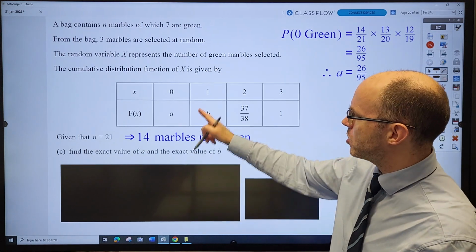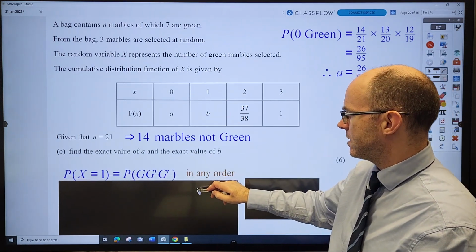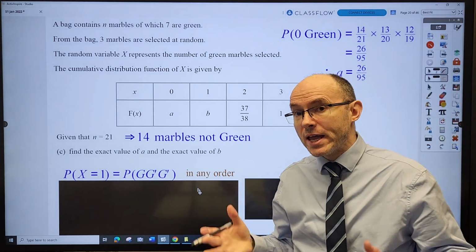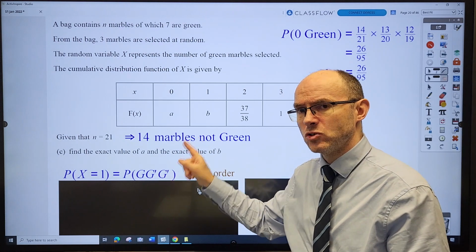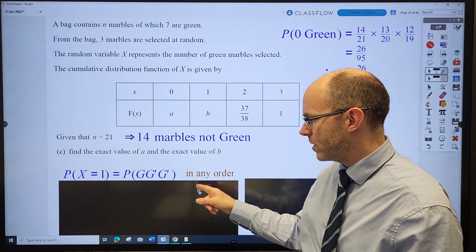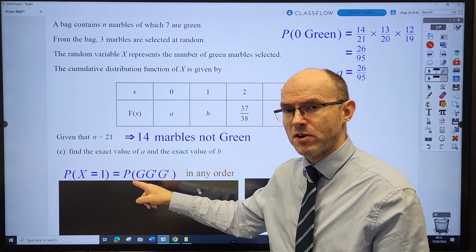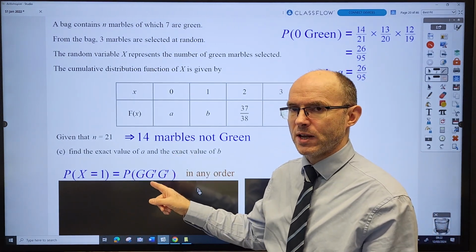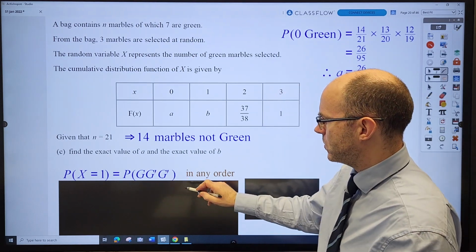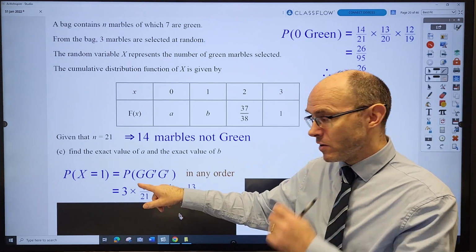To do that, we'll find the probability of getting 1 green and 2 not green, in any order. So you could find probability of green, followed by not green, but you've got any order. There are 3 orders in which that can occur. So you can either have the green on the first selection, or the green on the second selection, or the green on the third selection. So 3 ways of actually doing it. So in doing that, you can work out the probability of one of those happening.